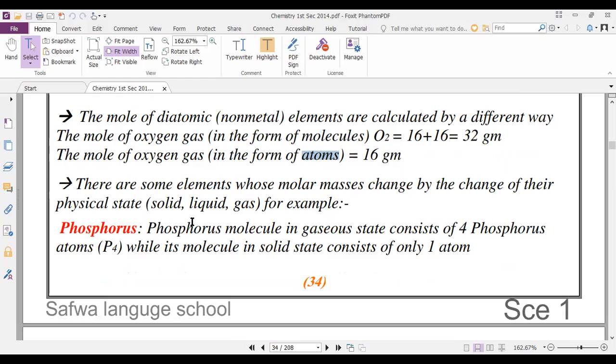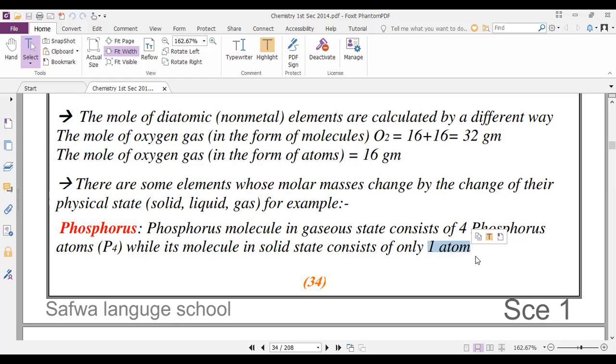Okay. There are elements whose molar masses change with a change of their physical state, such as phosphorus, P. Phosphorus molecule in the gaseous state consists of 4 phosphorus atoms, so it will be P4, while its molecule in the solid state consists of 1 atom only, which equals P. And there is a difference between the physical states of phosphorus, either gas or solid. Right, Mariam?